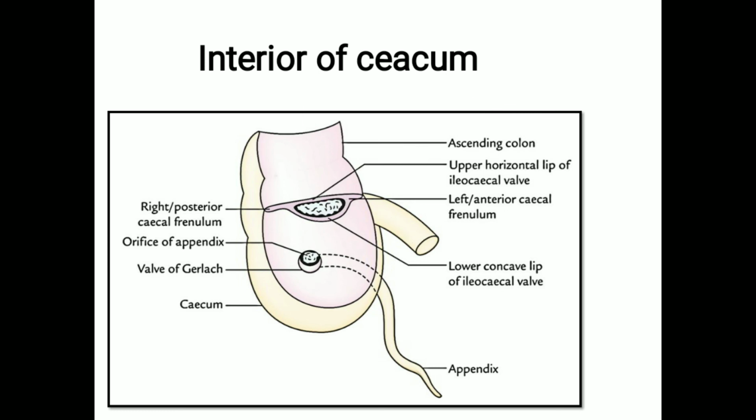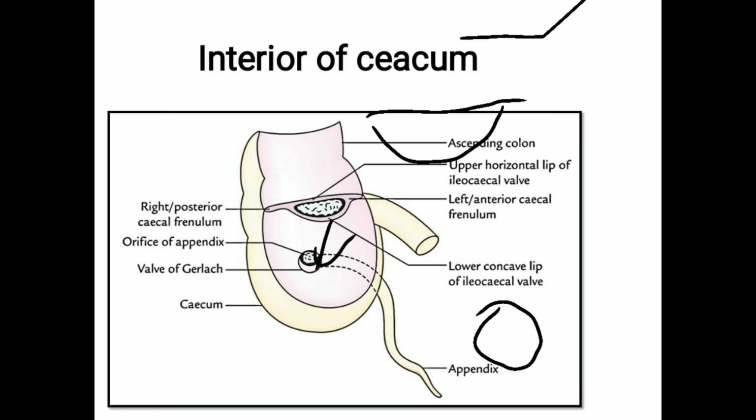If you look at the shape of the orifice, you can see an orifice here which is half-moon shaped. That is called the ileocecal orifice, which is guarded by a valve. Next, 2 centimeters below it you see one more orifice. That is the appendicular orifice, which is guarded by a valve called the valve of Gerlach. So the interior of the cecum consists of 2 orifices: one is the ileocecal orifice and the other is the appendicular orifice.